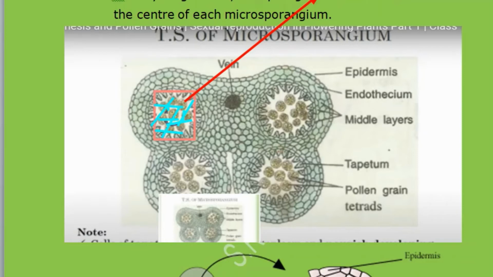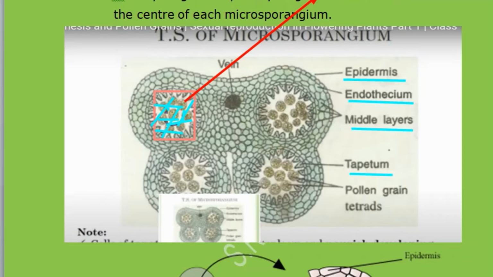And these microsporangia, means these two theca, are surrounded by 4 layers. Already I told you. So one is epidermis. This is the outermost protective layer. It is followed by endothecium. It is a thick walled layer, just below the epidermis. It is hygroscopic in nature, means it can retain water. Then there are 2 to 3 middle layers, and then the most important and interesting layer, that is the tapetum.